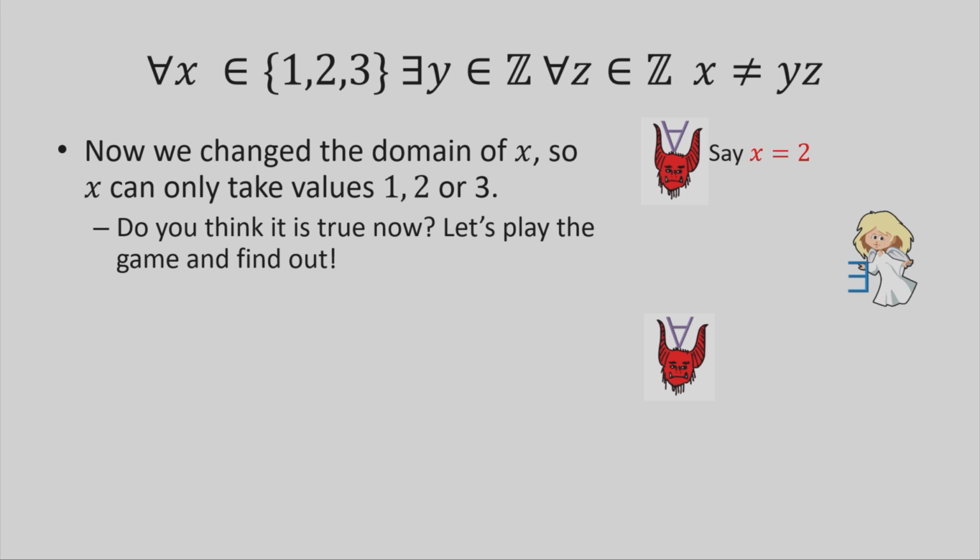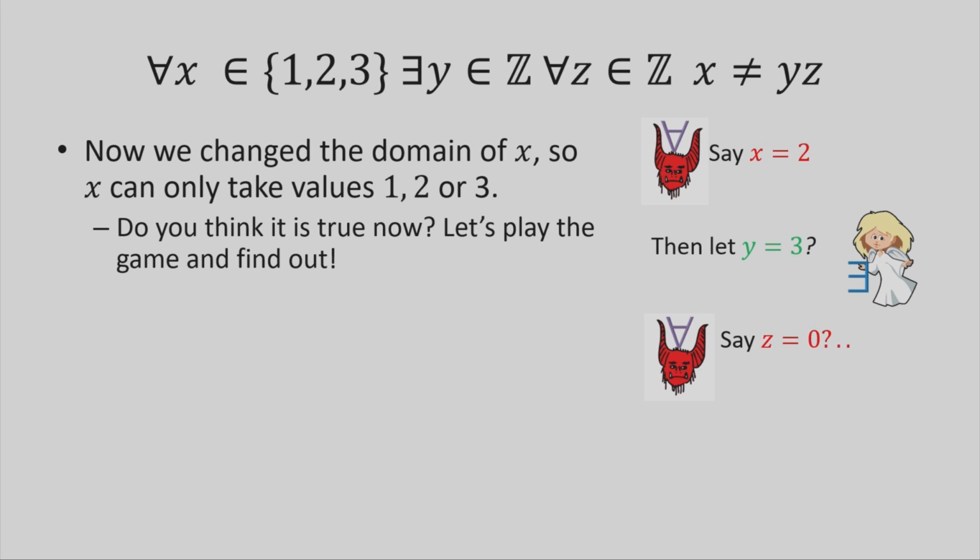What is she going to do? Well, how about setting y to be equal to 3? Remember, we are over integers. Is there any way that he can now find a z such that z times y is equal to x, where z has to be an integer?